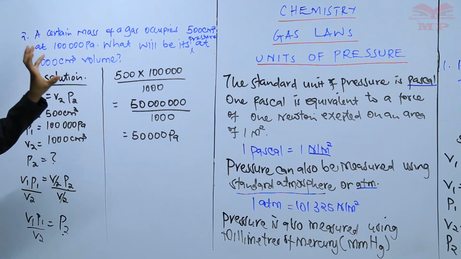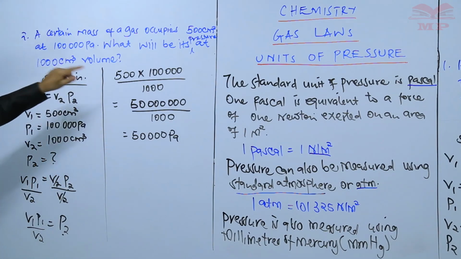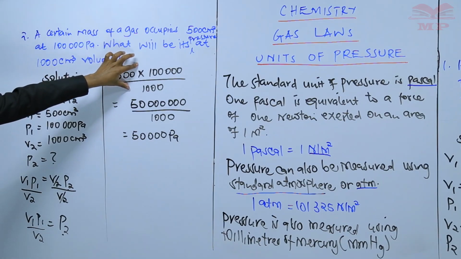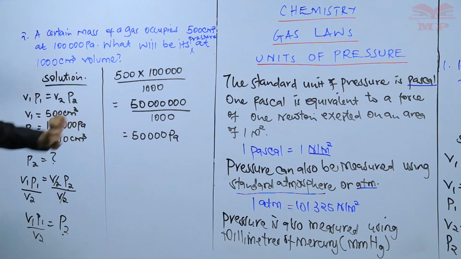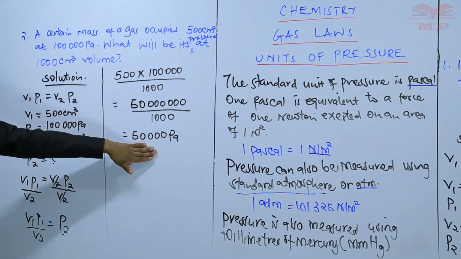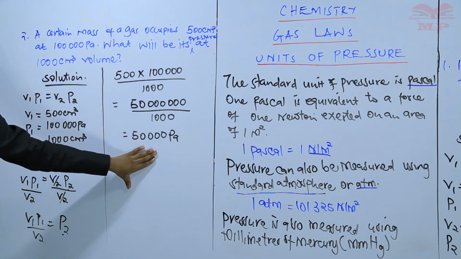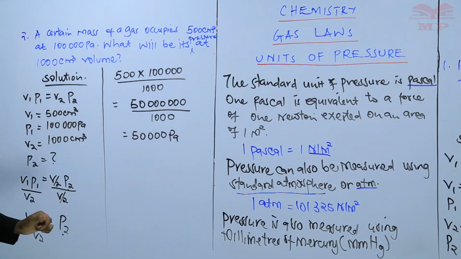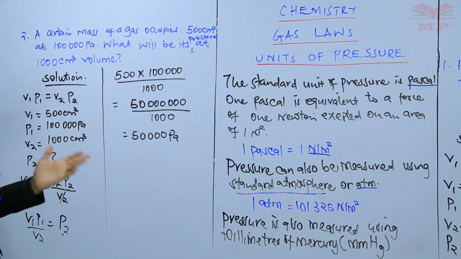And you now do the substitution. V1 is 500 centimeters cubed. Then you multiply by P1, which is 100,000 pascals. Then you divide by 1,000, which is the V2, and you'll get 50 million divided by 1,000, then you'll get 50,000 pascals. Again, the units are so important, you need to include them at the end of the calculation. So that is the end of our lesson.